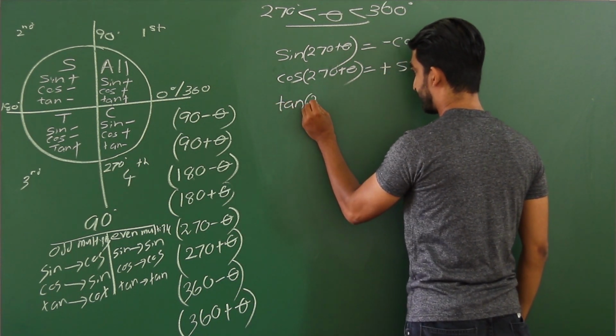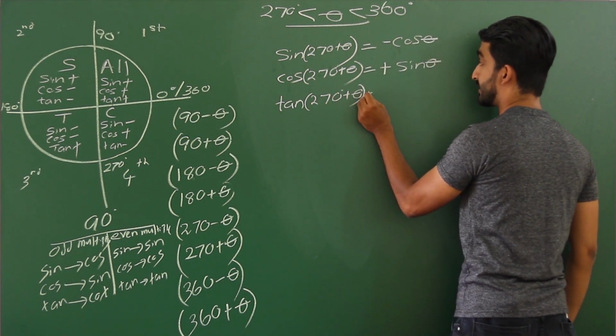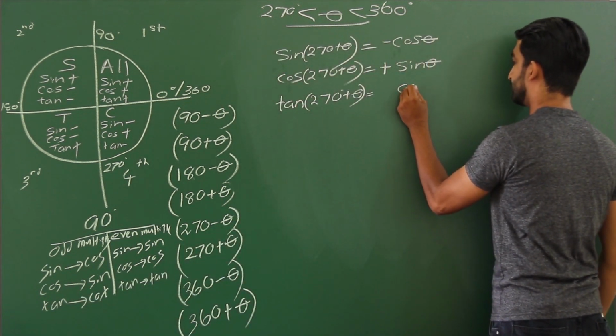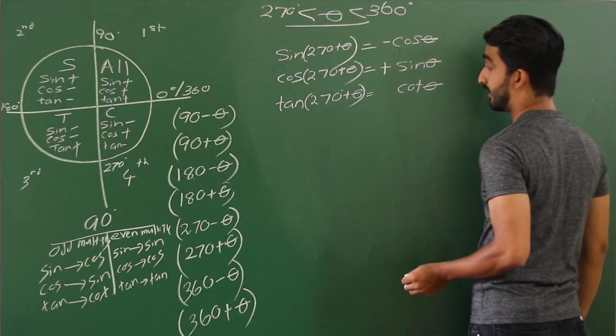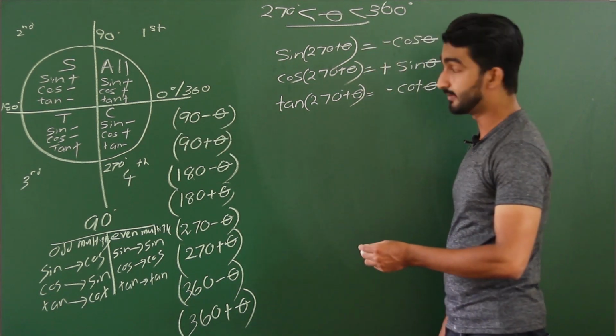Tan 270 plus theta, which is 270, so tan will change to cot theta, and this is not the tan area, so this will be negative.